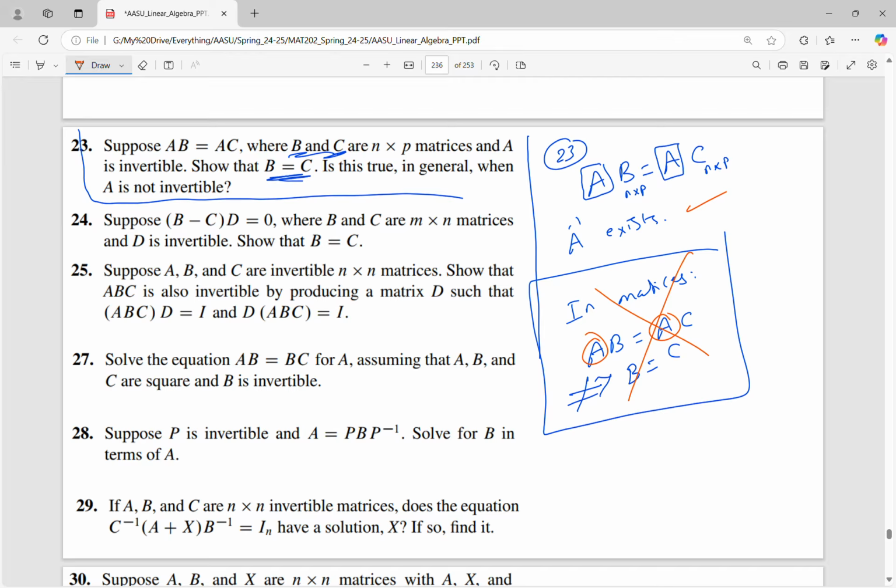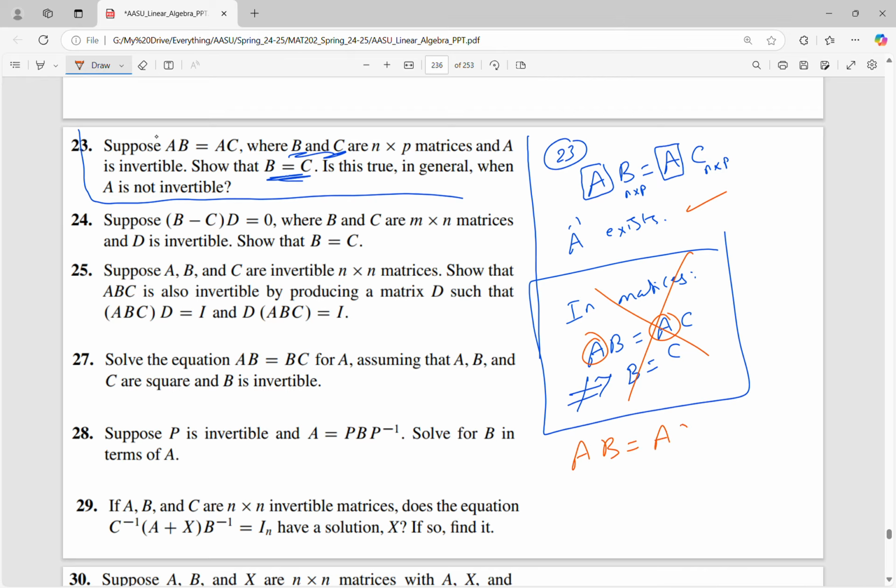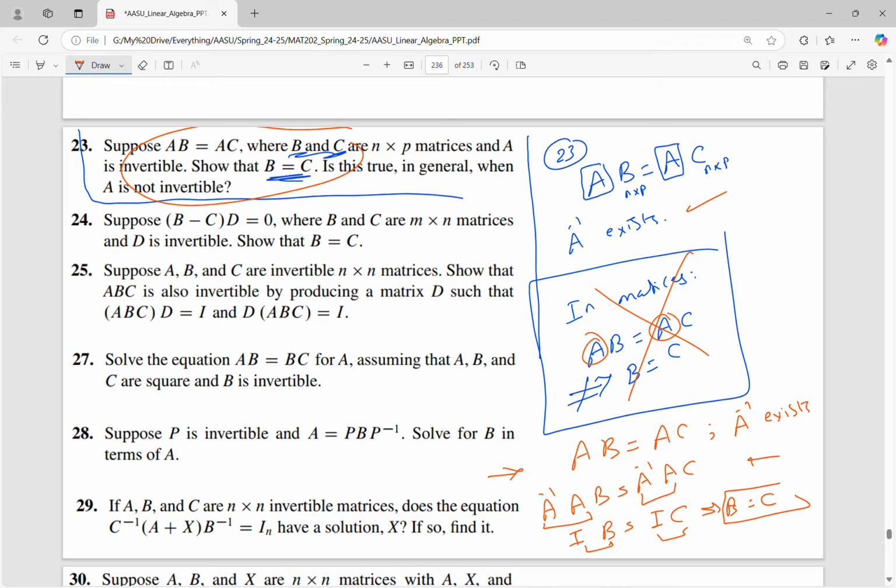How is it correct? Because if AB equals AC and A inverse exists, then I can multiply this equation by A inverse. It's very important that you multiply from the left, not from the right. Why? Because A inverse times A is the identity. And the identity times B is B. The identity times C is C. So this is the proof why, if AB equals AC and A is invertible, then B equals C.